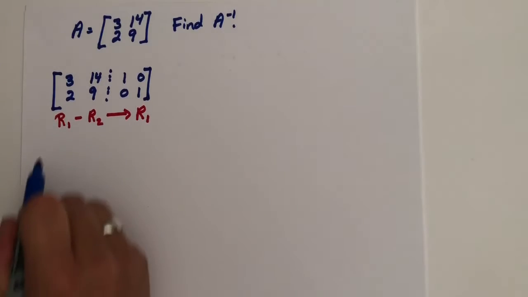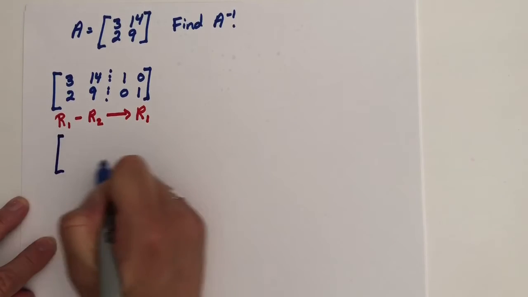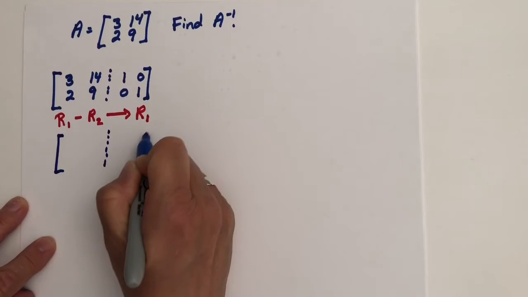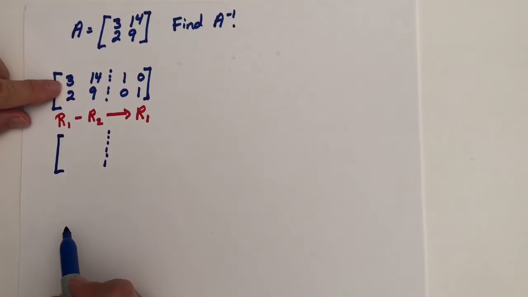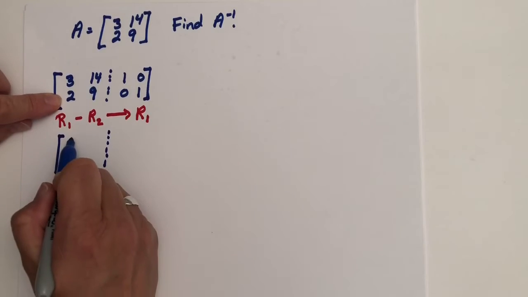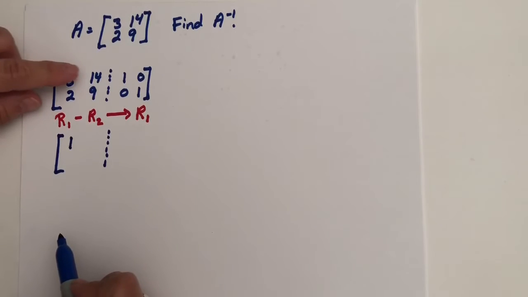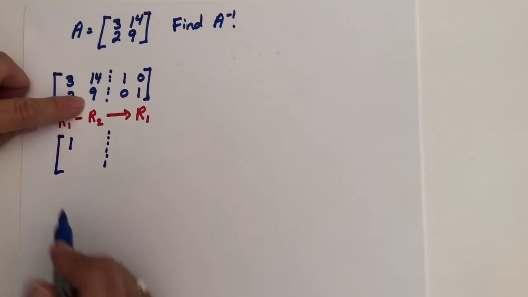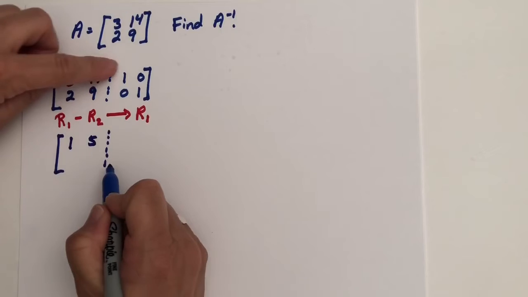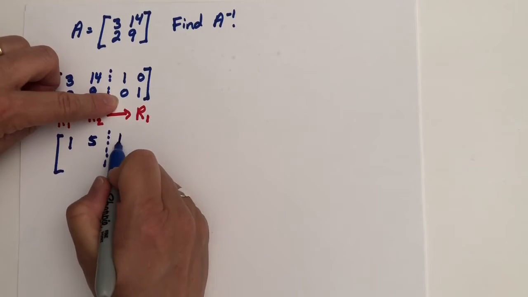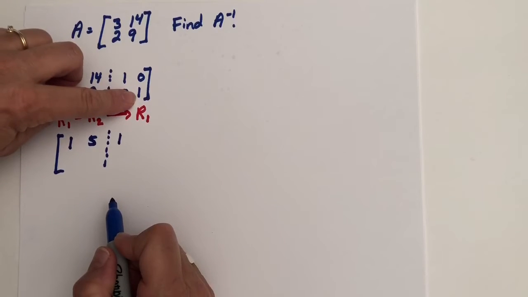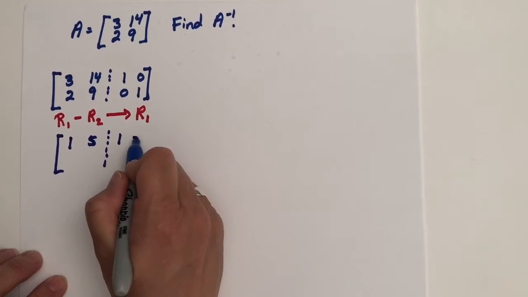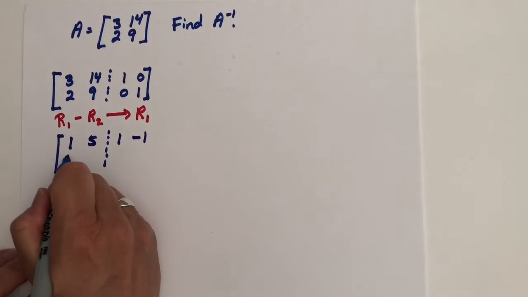So let's do that. So we have 3 minus 2, that's 1, and that was the goal. 14 minus 9 is 5. 1 minus 0 is 1. 0 minus 1 is negative 1. And row 2 is unchanged.